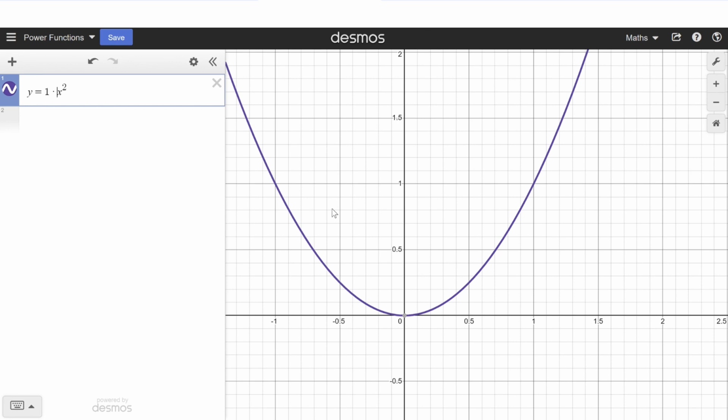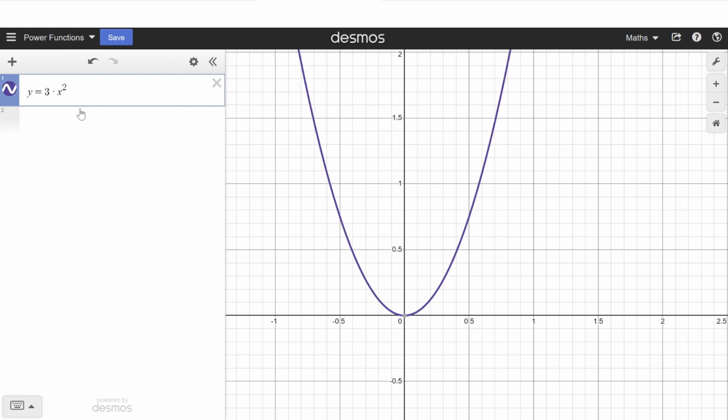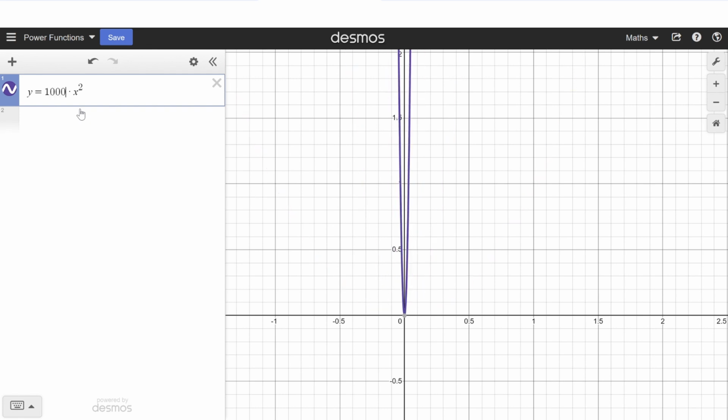Well, let's try the even parity functions first. So let's try x squared. This is the original 1 times x squared function we have. It's a really normal parabola. What if I change this to 2? The parabola gets thinner. If I change it to 3, the parabola gets even thinner. What if I change it to 100? Look at the parabola. It's really, really close to a tiny line. What if I change it to 1000?